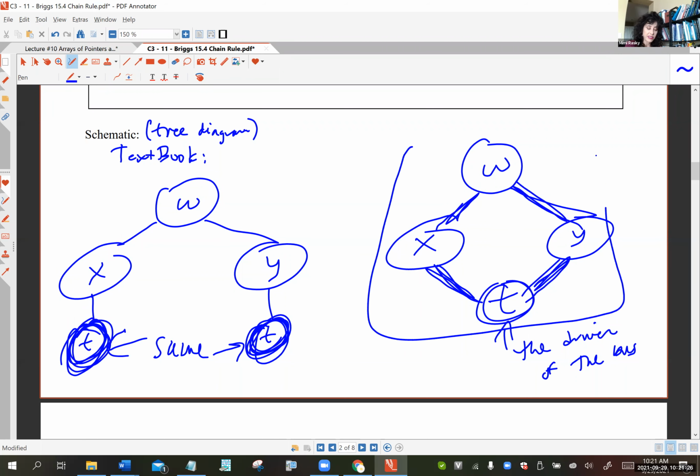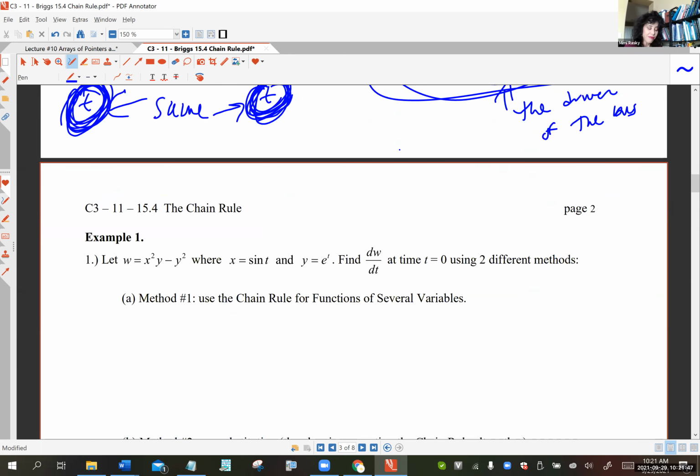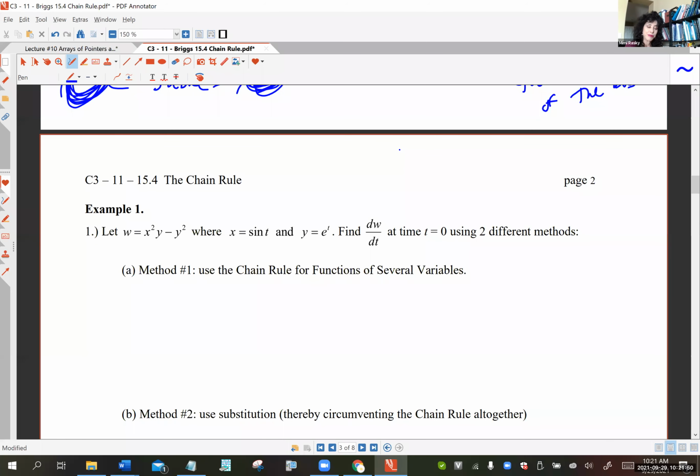And so this is the schematic that I prefer. Now, if you like the book's way, I'm okay with it. Just know that when they have these separate T bubbles at the bottom of the tree, that T is really the same T. Don't forget. That's why I like mine better. Okay. Let's do an example of the chain rule.